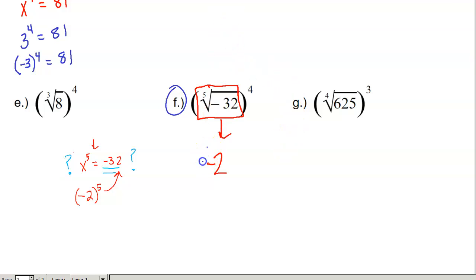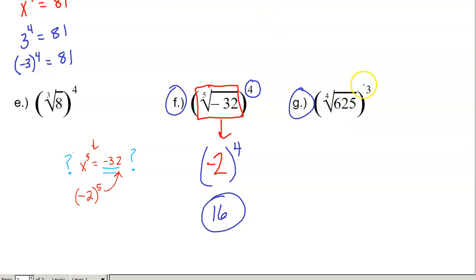Now when I take this whole negative 2 and raise it to the fourth, I can just evaluate this as normal. Negative 2 to the fourth is negative 2 times negative 2 times negative 2 times negative 2. I know that is going to be a positive, and it's going to be 16. Let's do one more while we're at it.